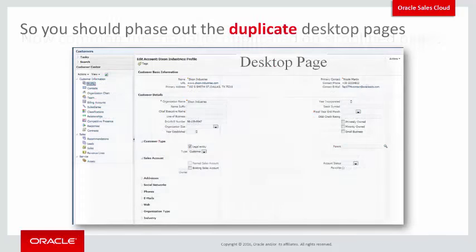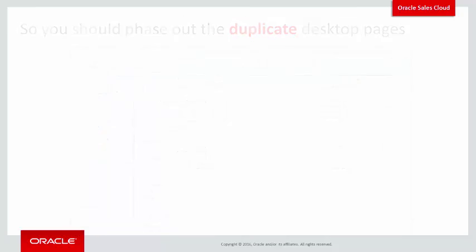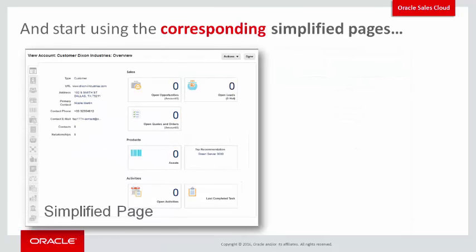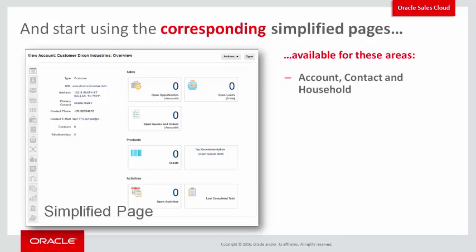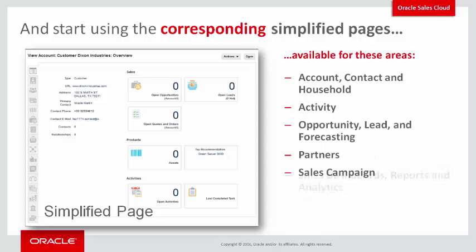simplified pages. So as a result, we want you to phase out those duplicate desktop pages and start using the corresponding simplified pages if you haven't done that already. So that means use the simplified pages for all the areas listed here: account, contact, and household, activity, opportunity, lead, and forecasting for partners and sales campaigns, for the sales dashboards, reports, and analytics.